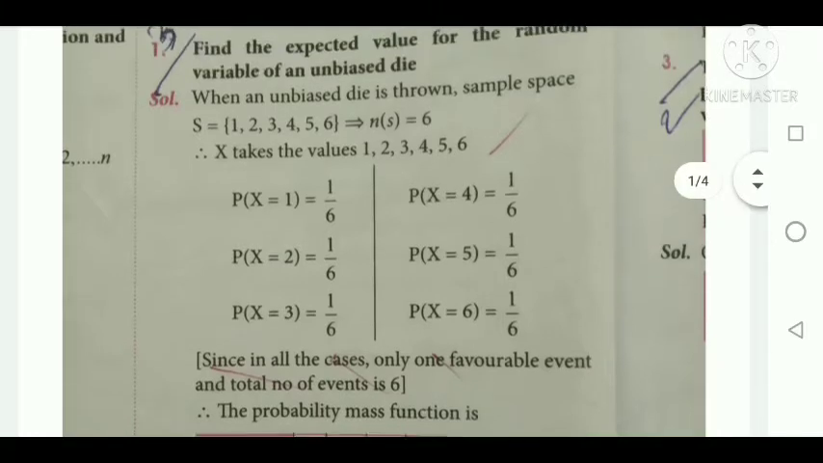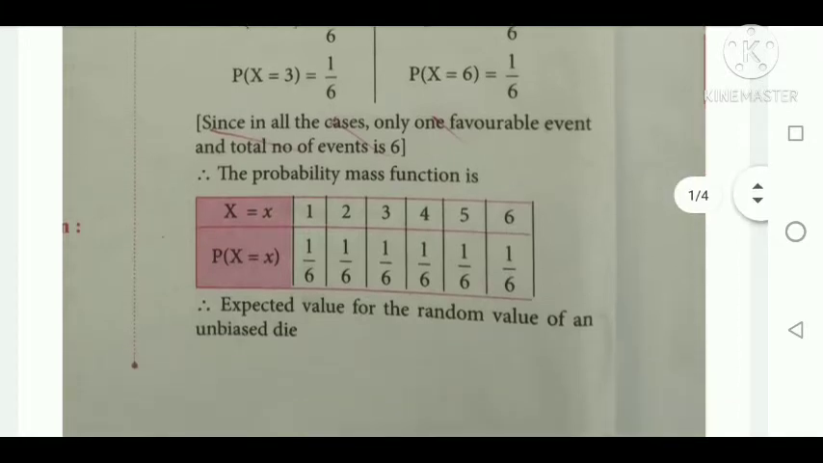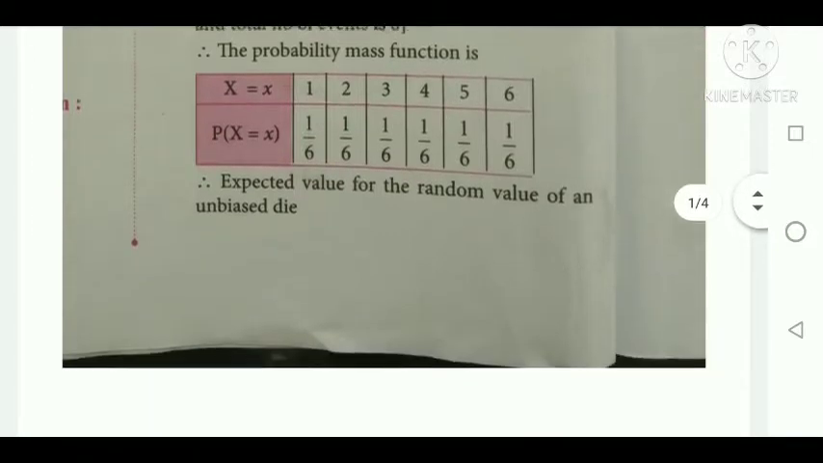So we tabulate this in a tabular column. X equal to 1, 2, 3, 4, 5, 6. The P of x is 1 by 6 for all the values. So the probability mass function for the random variable of an unbiased die is like this.